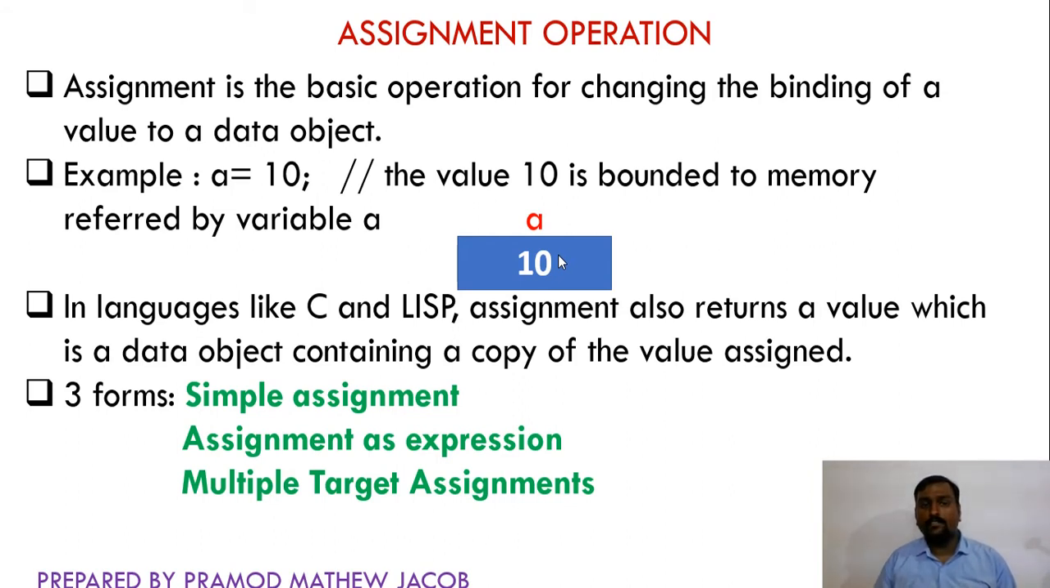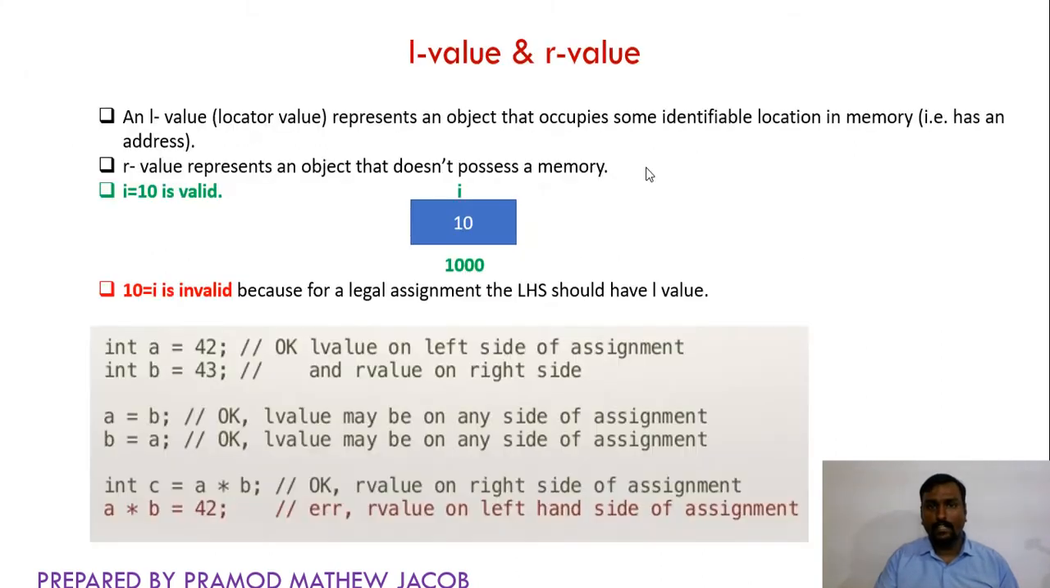In languages like C and Lisp, assignment also returns a value which is a data object containing a copy of the value assigned. So in this case this 10 value will be returned. There are basically three forms of assignment operations: simple assignment, assignment as expression, and multiple target assignments. Let's see all these in detail.